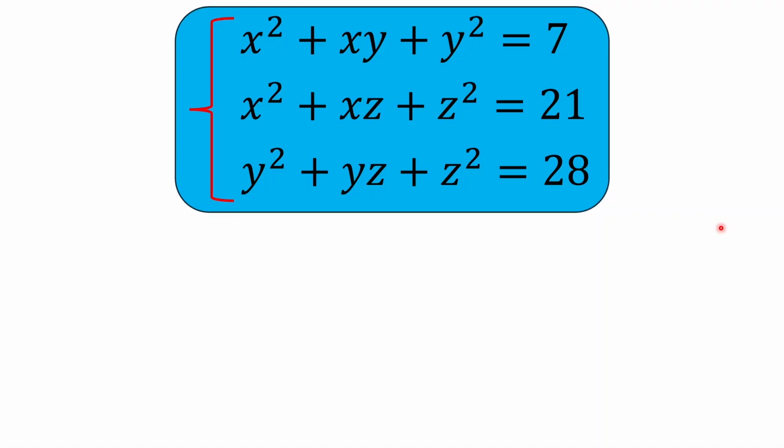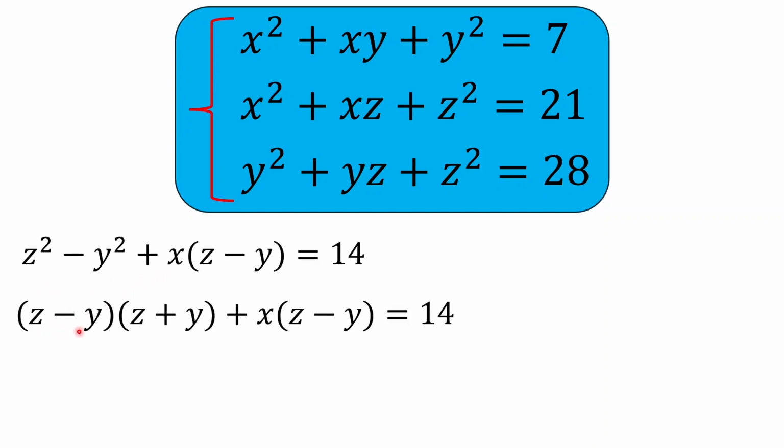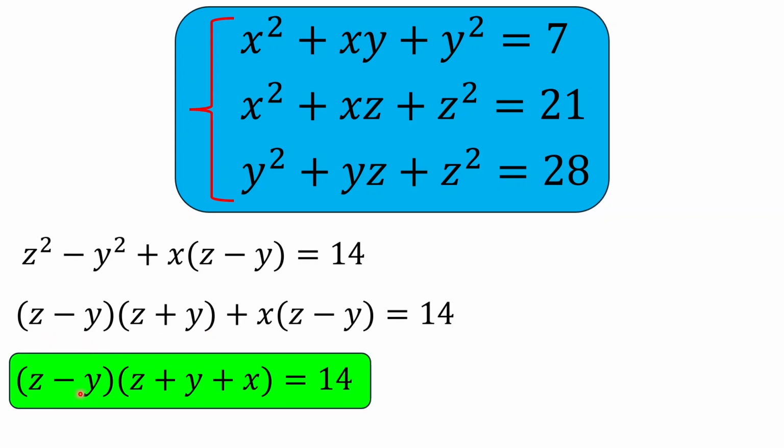Okay, so here we have the equations. First thing that we do is to subtract equation 2 from equation 1. So obviously x² with x² disappears, z² minus y². Here we can factorize x, z minus y. We can also decompose z² minus y² into z minus y times z plus y. Now we can factorize z minus y. We get z minus y times z plus y plus x is equal to 40.